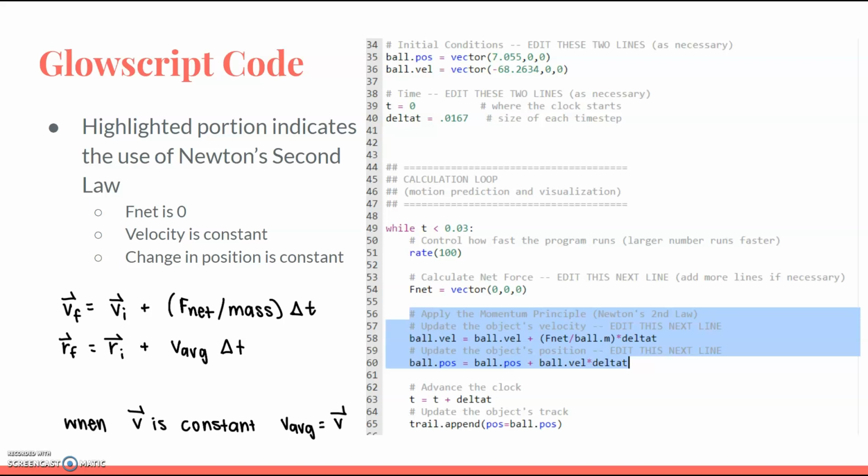As you can see at the very top, the initial velocity was negative 68.2634 meters per second in the x direction. I then applied Newton's second law in the highlighted portion of the code in order to state that when there is no net force acting upon the ball, the velocity is constant. And then I used this velocity to alter the position of the ball to obtain the expected position versus time graph of my tennis ball.